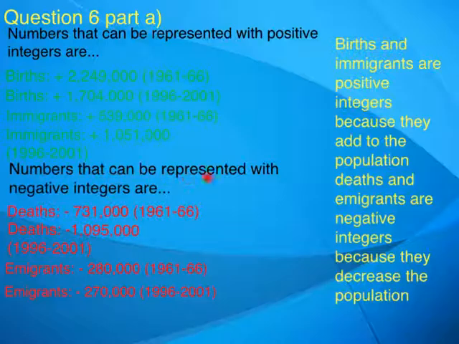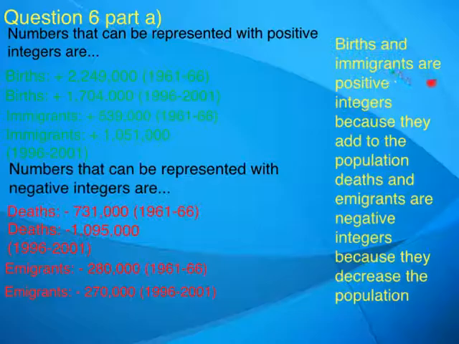Numbers that can be represented with negative integers are 731,000 deaths from the year 1961 to 66, 1,095,000 deaths from the year 1996 to 2001, 280,000 emigrants from the year 1961 to 66, 270,000 emigrants from the year 1996 to 2001.